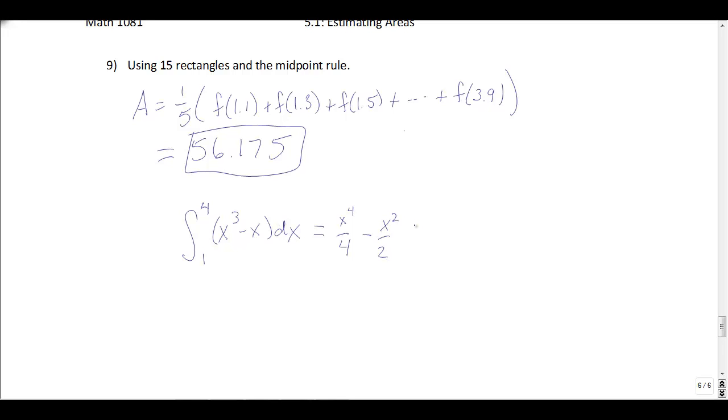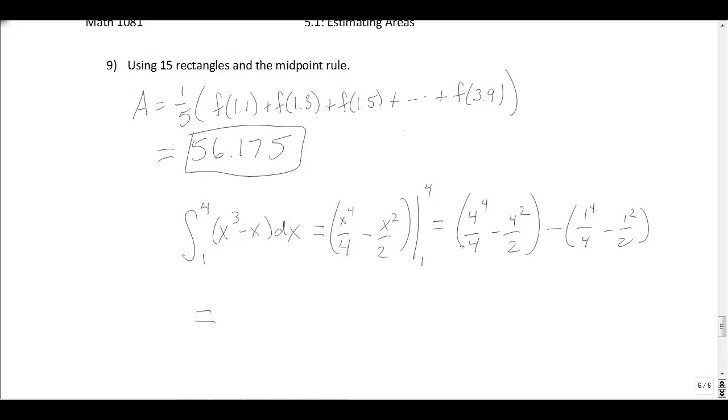You get used to this, and this will be second nature eventually in Calc 2. If I differentiated x squared over 2, I get 2x divided by the 2, which would just give me the x. A lot of times we'll write this and evaluate from 1 to 4. What this means is we plug in 4: 4 to the 4th over 4 minus 4 squared over 2. And then we subtract off when we plug in the 1: 1 to the 4th over 4 minus 1 squared over 2.